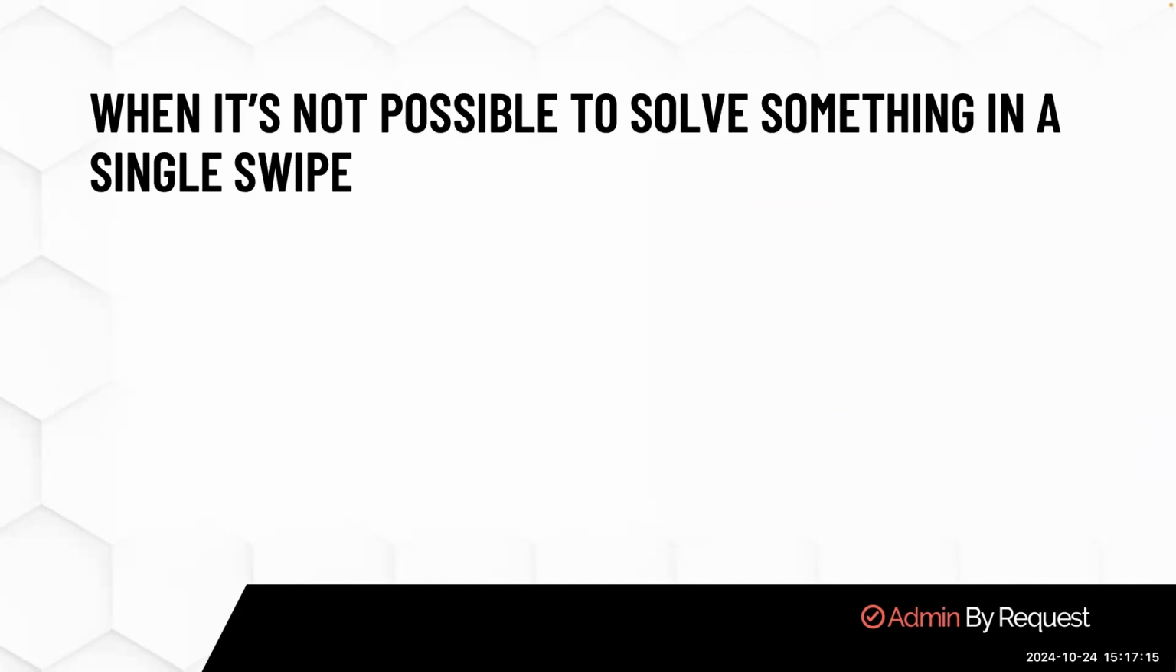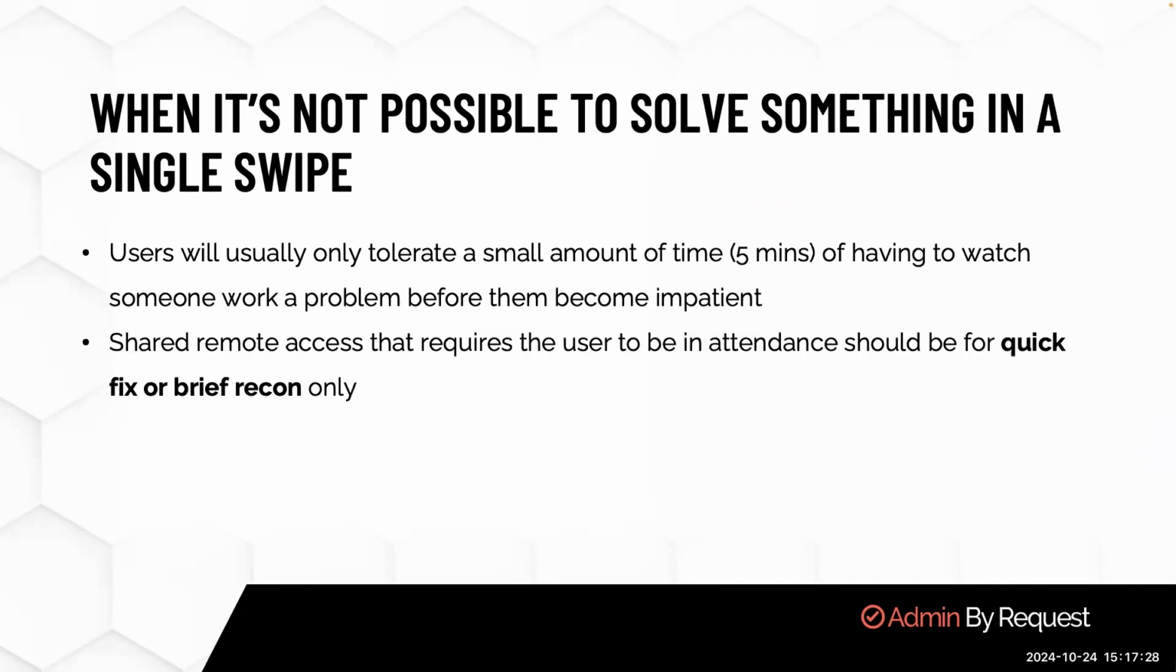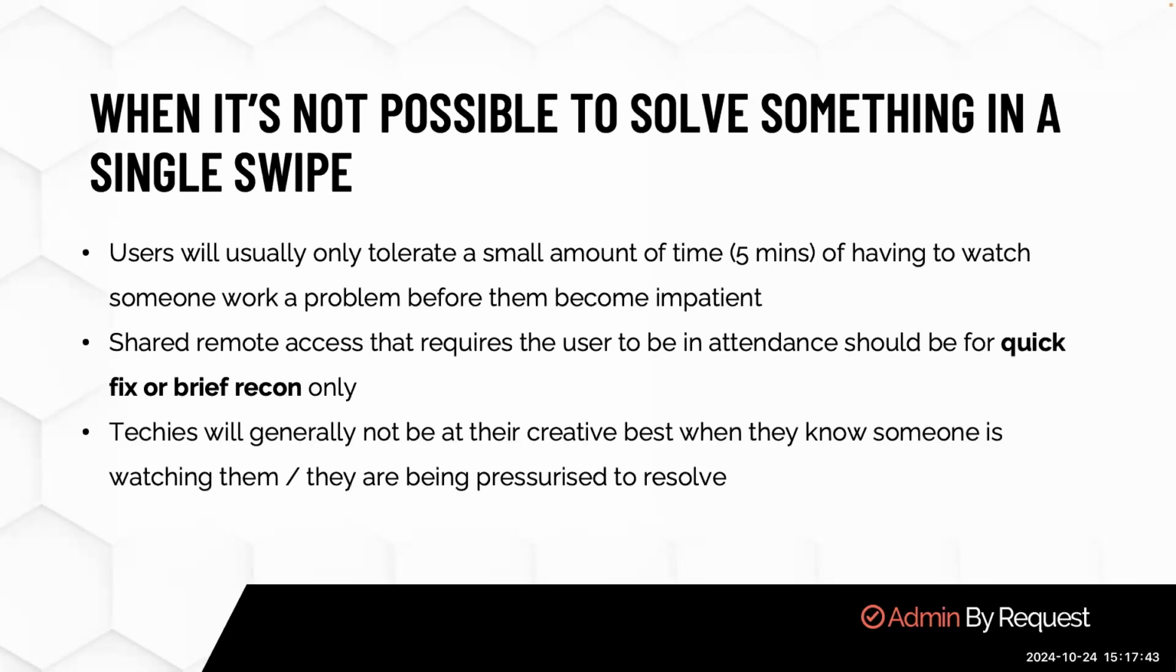So when it's not possible to solve something in a single swipe, users are going to give you 5 minutes or so. They're generous, maybe 10, to work on a system where they're tied up. So you need to limit your screen share support to quick fixes or recon. I wouldn't recommend extended periods doing screen shares because users are just going to get annoyed by that. And as I said, techies will generally not be at their creative best when they know that someone is watching. You're under a bit of pressure.